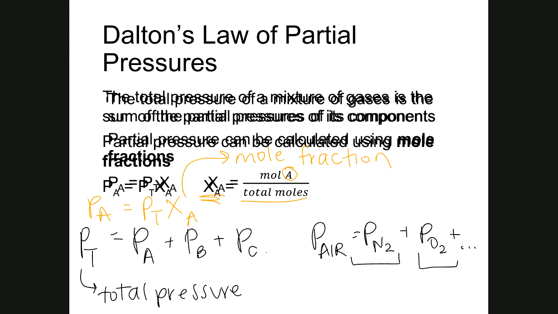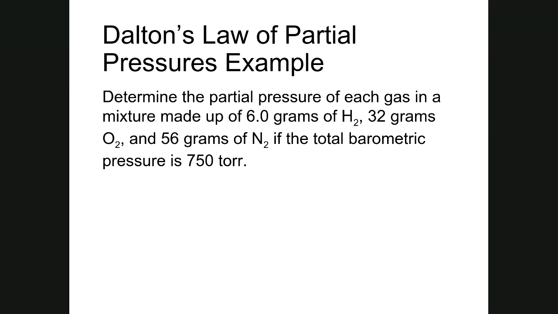So let's look at a problem where we have to find the mole fraction of each individual piece in order to find our partial pressures. And so that's what our last problem is here. Determine the partial pressure of each gas in a mixture made of 6 grams of hydrogen, 32 grams of oxygen, 56 grams of nitrogen, and the total pressure of the system is 750 torr. So I'm going to go back to my whiteboard and let's write down what we have.